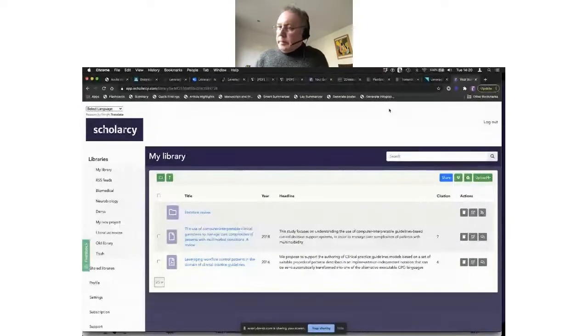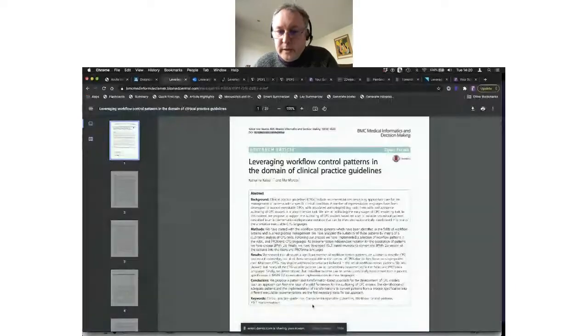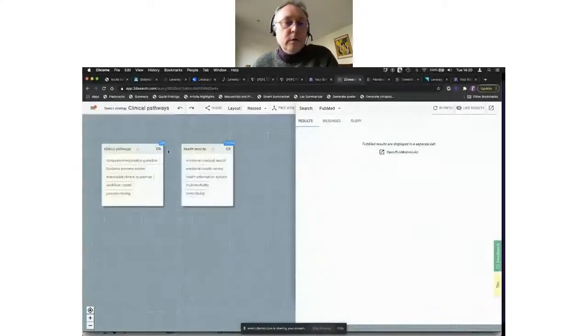So that was the bottom-up approach to gathering papers, and now we're going to look at the top-down approach, which involves doing a search. Now, I've got a search already prepared to save time, but you can see these are key terms that I got from some of these papers. So this paper had key terms like computer interpretable guidelines and so on, and workflow. So I put this into this tool called 2dsearch.com.